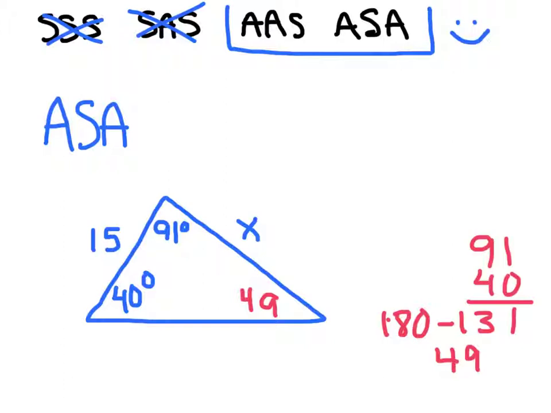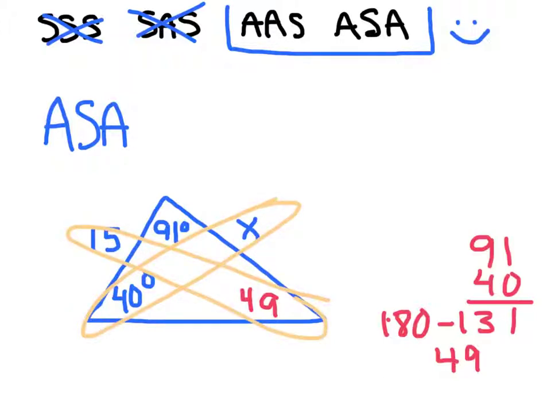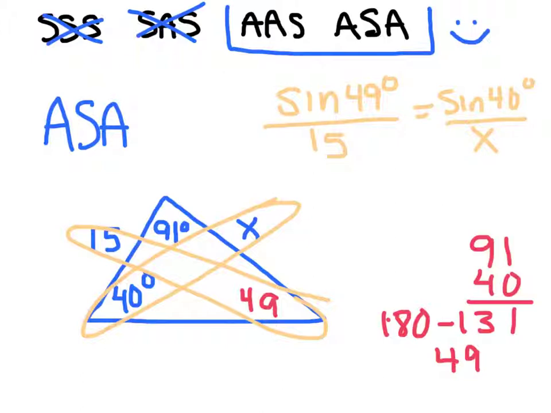It's like you're just sort of drawing an x out of the problem. I'm going to use these two, I'm going to use those two. So I have sine of 49 degrees over 15 is equal to sine of 40 degrees over x. Now, when you cross multiply, you get x times the sine of 49 equals 15 times the sine of 40.